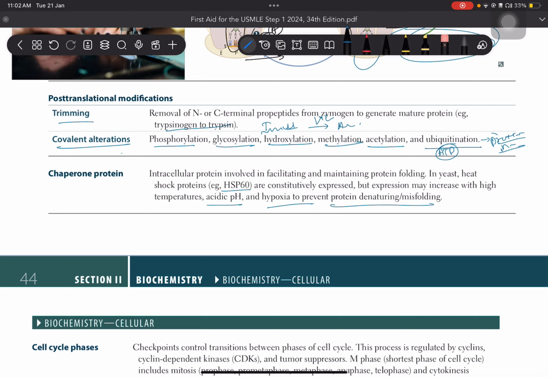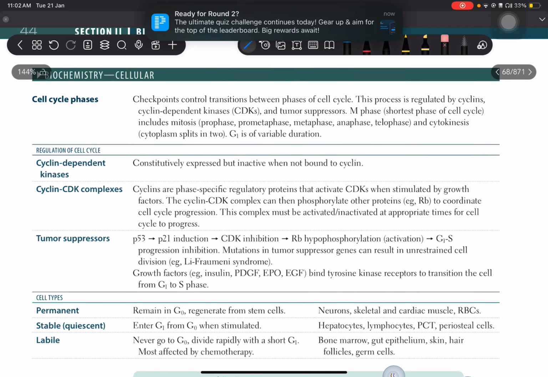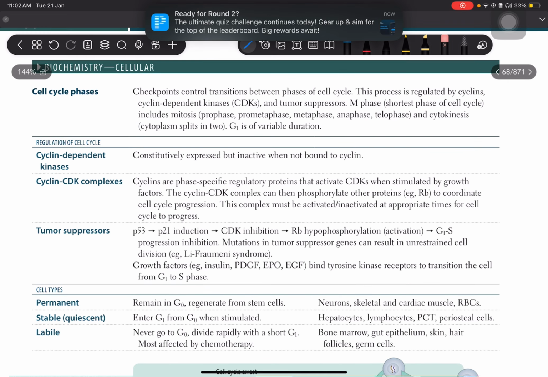Chaperone proteins are nothing but your intracellular proteins. What do they help in? They help in protein folding. In yeast, these are heat shock proteins, and they are expressed as per the environment. So when they are required, they are expressed more, and when they are not required, they are expressed less. Okay, so we'll discuss this.